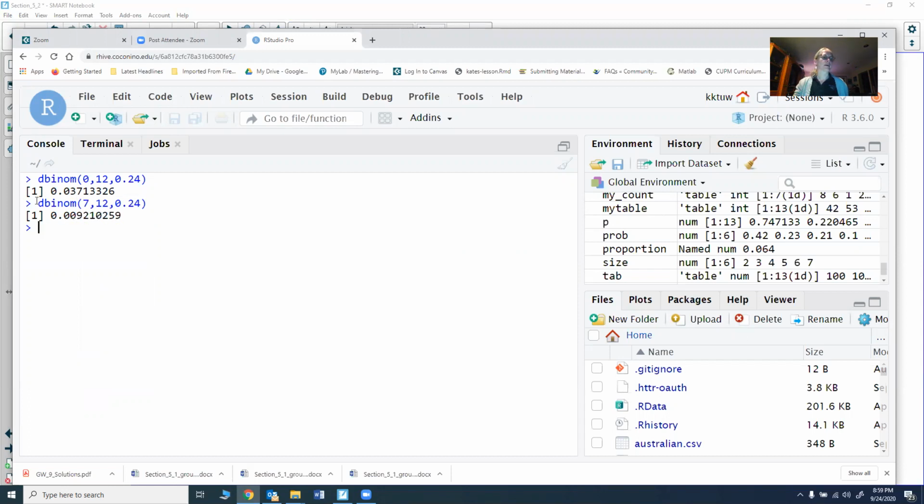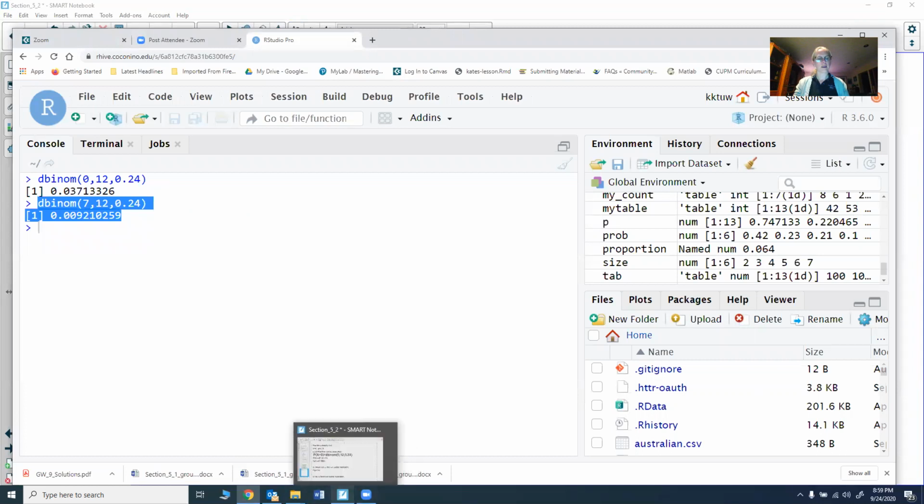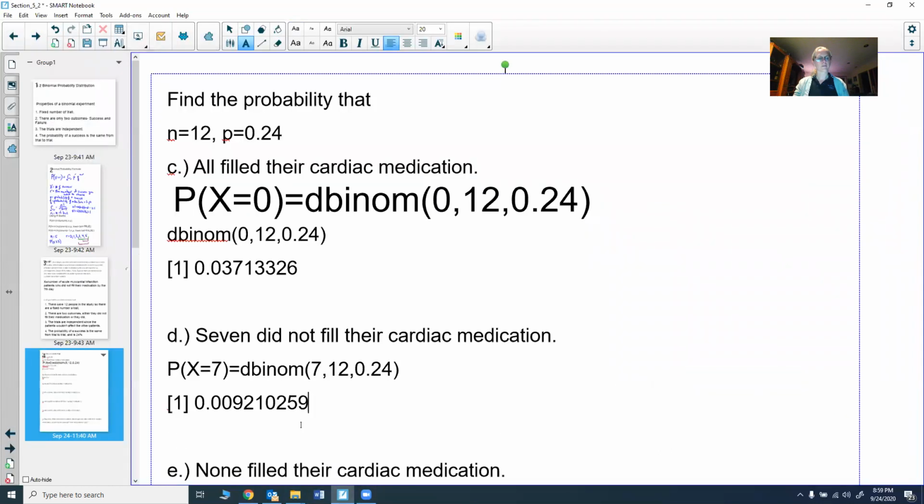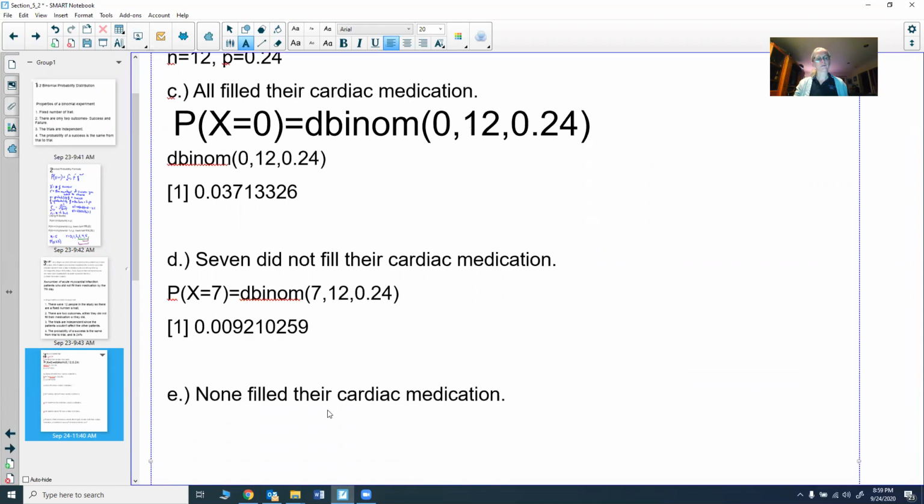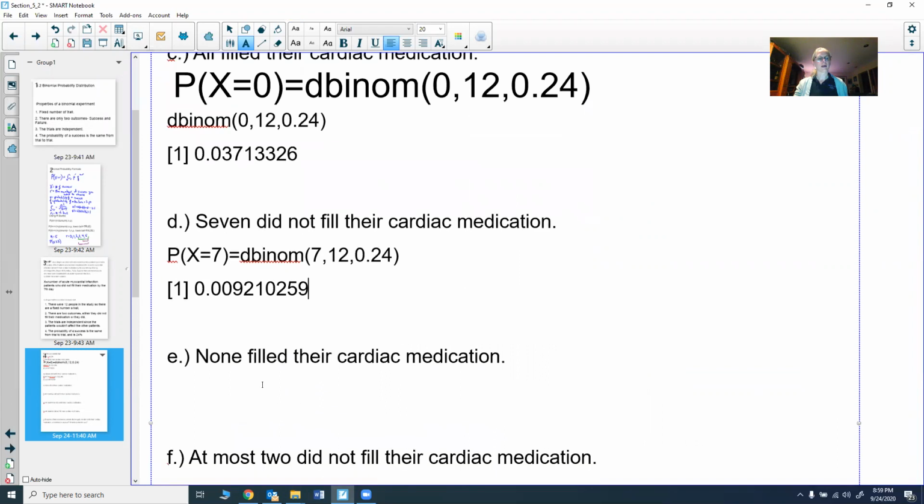I don't have to remember how to type everything in. If you do an RMD file, then you'd have to remember to type it in, or you can copy and paste, either way. So we'll now go back over here. There's our value, there's what we typed in, and here's my answer. Again, fairly unusual to have that happen.